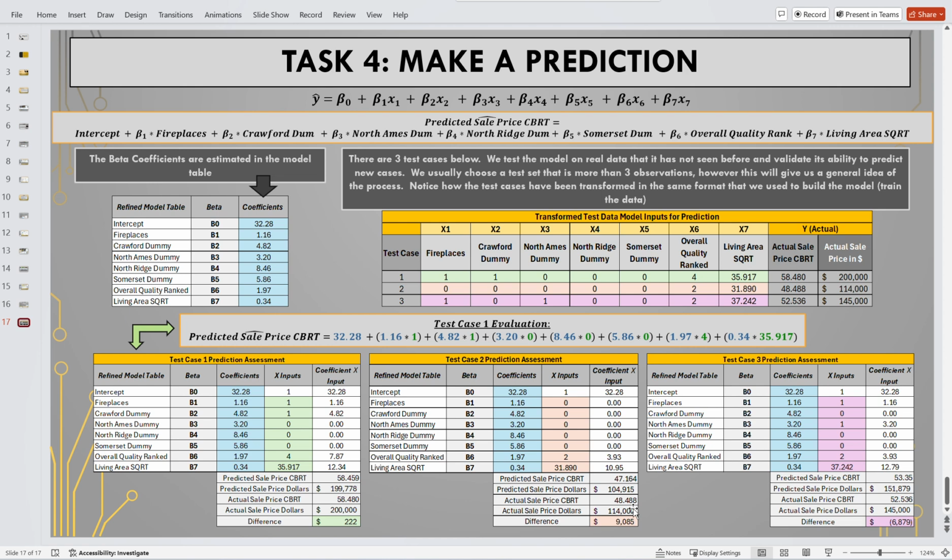So that's your wrap up for making a prediction. I know there's a lot of steps involved in this, but you have these references here to make sure that you're on the right track. This is the same process that you'll go through when you do this for your homework subset.